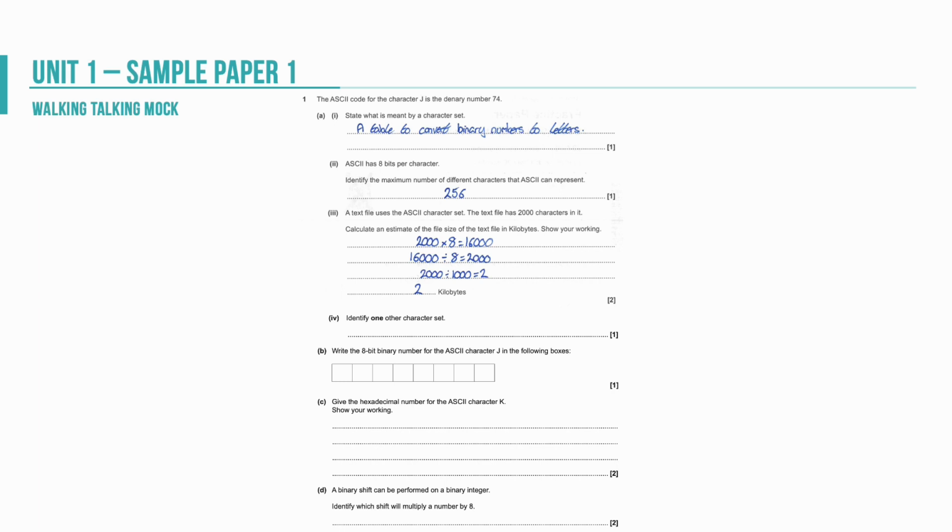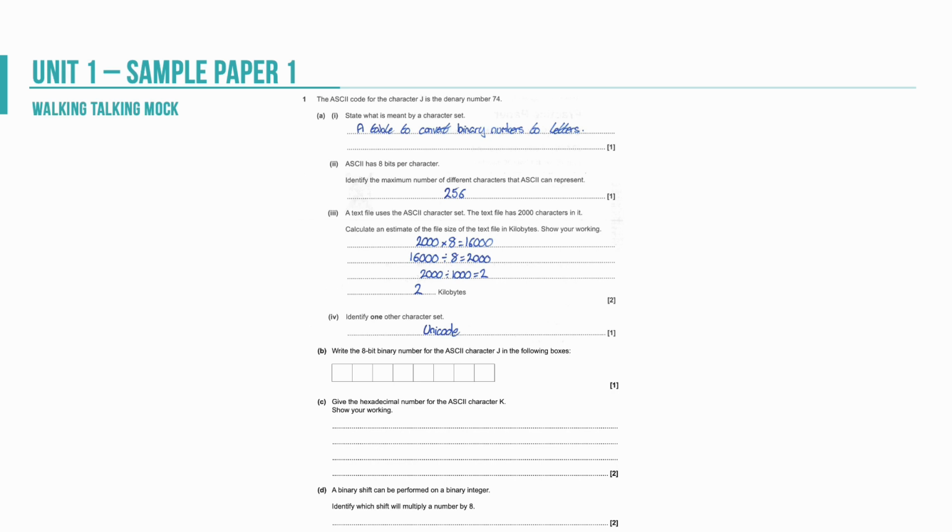Identify one other character set. There's only one answer you can give here. There are only 2 character sets covered in the GCSE. It is ASCII or Unicode. So the answer to that question is always going to be ASCII or Unicode, and they've obviously already told us ASCII.